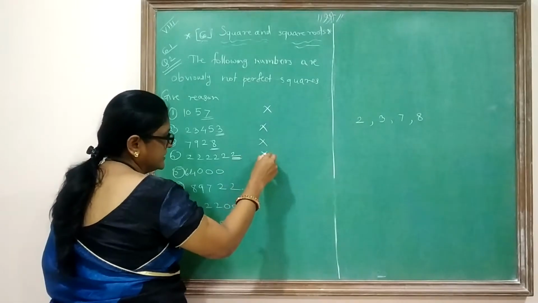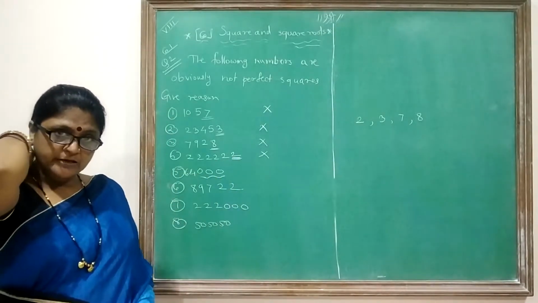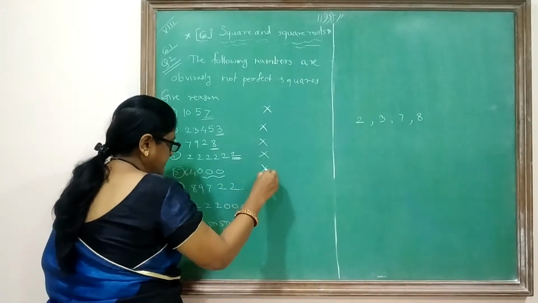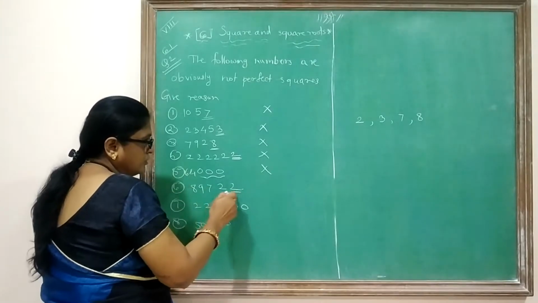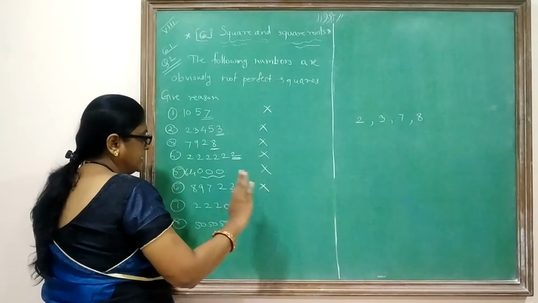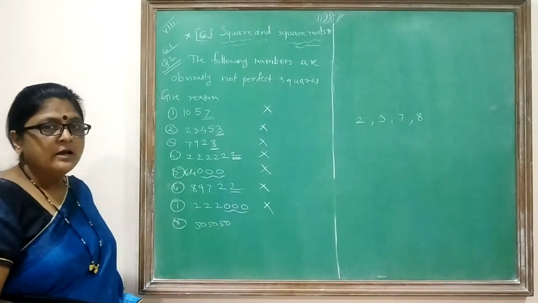Here 2, then it is also not a perfect square. Here 3 zeros are present. We know that if an odd number of zeros are present, it is not a perfect square. Here also the last digit is 2, so this is not a perfect square. Here also 3 zeros are present, and this is also not a perfect square.